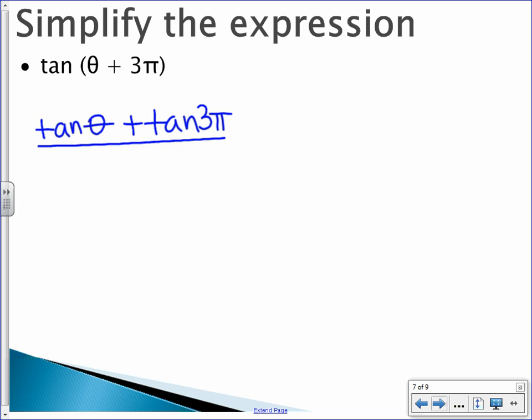over, then we have 1. Do we use minus or plus? Minus. Tangent of the first angle, tangent of the second angle. Okay. Tangent of theta we can't really do anything with. What is the tangent of 3 pi?